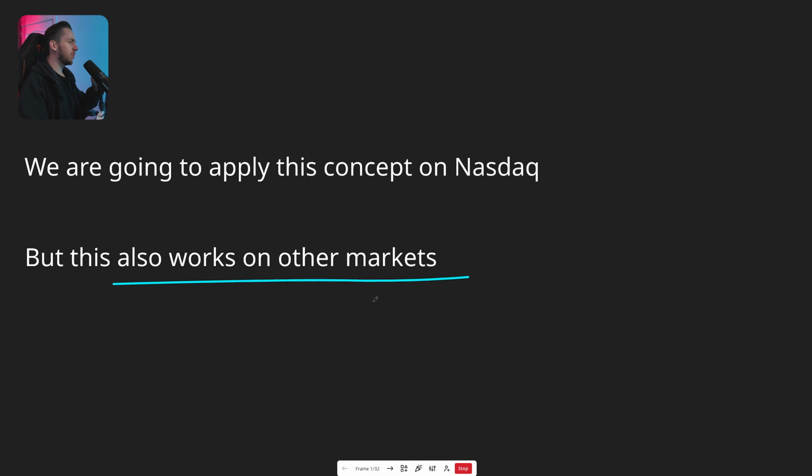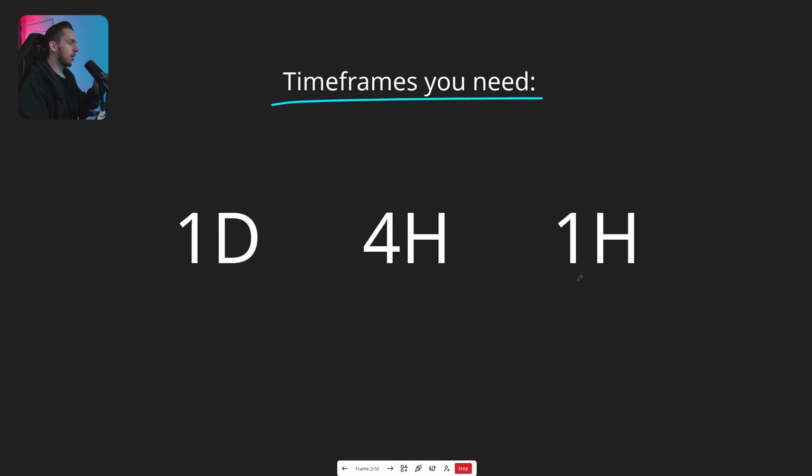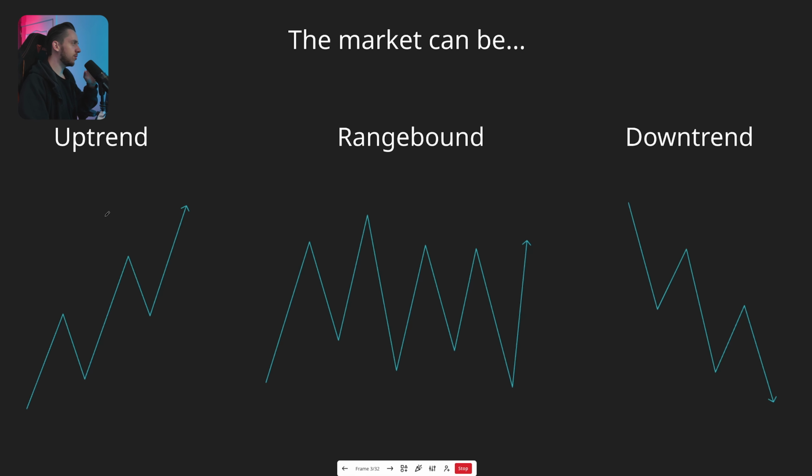it out. We're going to apply this concept on the Nasdaq, but don't worry because this also works on other markets. You don't need a lot of time frames. All you need is the daily chart, the 4-hour chart, and the 1-hour chart. But before we dive into this, there's one thing that you need to know. The market can do 3 things. It can be on an uptrend, it can be range bound, and it can be on a downtrend.